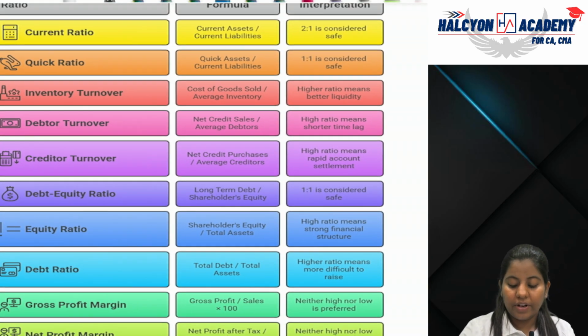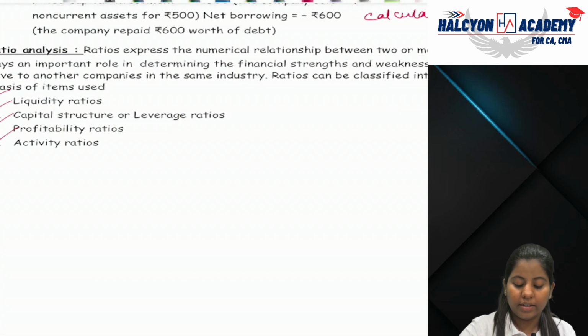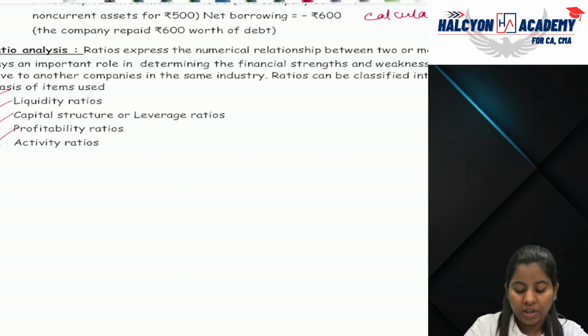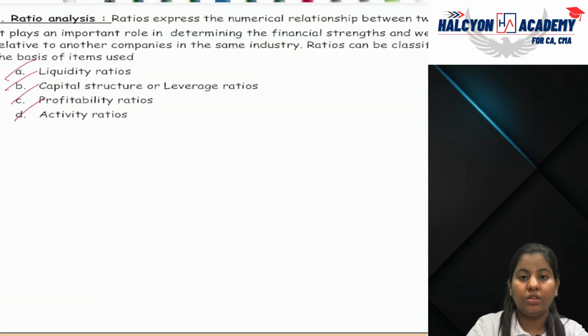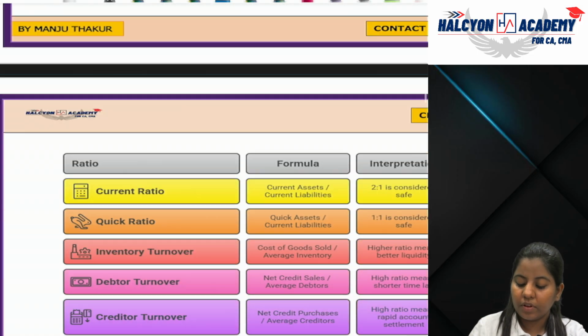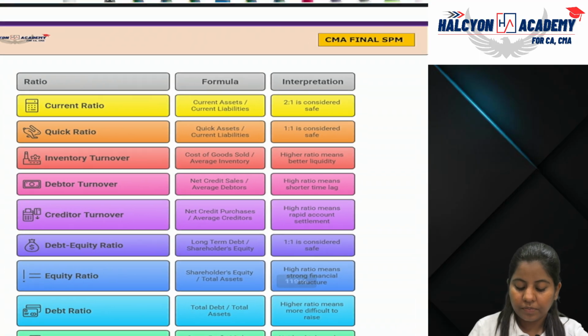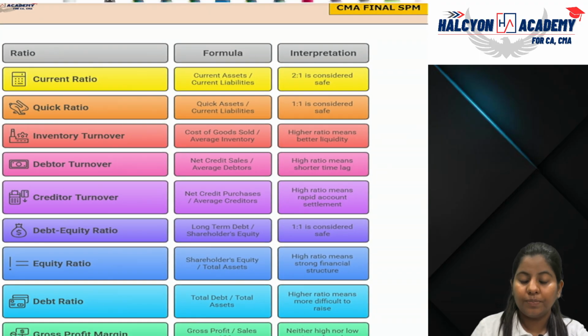So let's classify all these ratios into categories. Four categories: liquidity ratios related to the liquidity position of an entity, capital structure related to debt and equity, profitability ratios related to profit, then activity ratios related to turnover. I have already told you the meaning. So can you help me to classify?